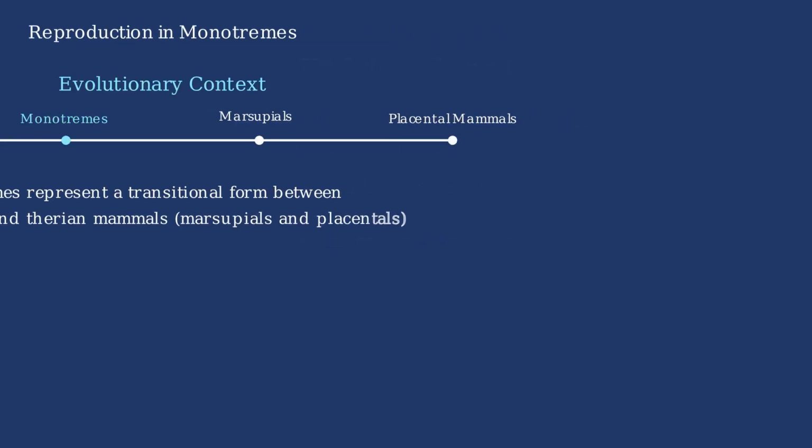Monotremes occupy a unique position in evolutionary history. They represent a transitional form between reptiles and therian mammals, marsupials and placentals, having evolved approximately 166 million years ago.